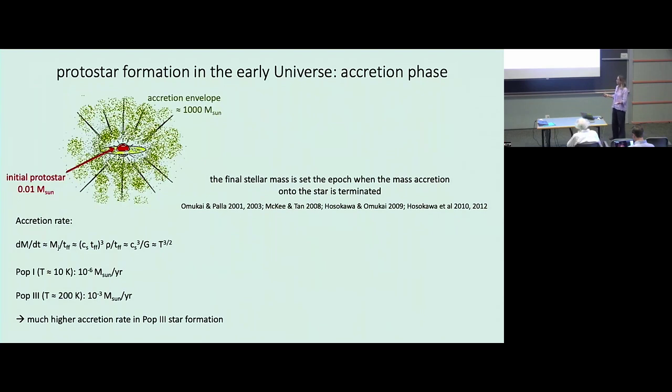So if you compare the predicted accretion rate in the primordial case with the enriched case, you have several orders of magnitude of difference, and so it was clear from the very beginning that the final stellar mass will be set by an interplay between accretion and protostellar feedback onto this accretion.